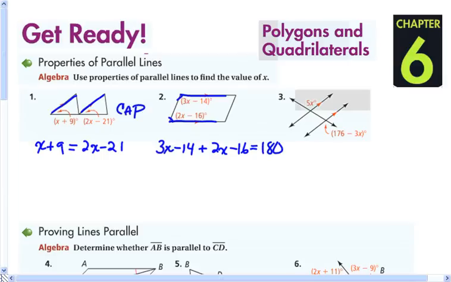And on the last one, those angles are alternate exterior angles. So by the alternate exterior angle theorem, 5x has to equal 176 minus 3x. And then you can go ahead and solve those.